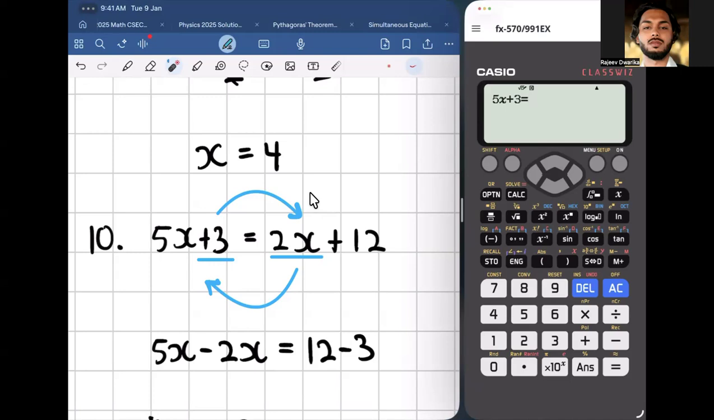Oh, Serena, that Casio you have is a little old. That one does not have the equal sign.